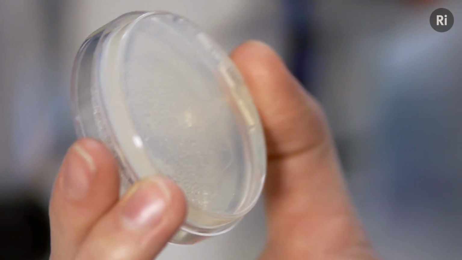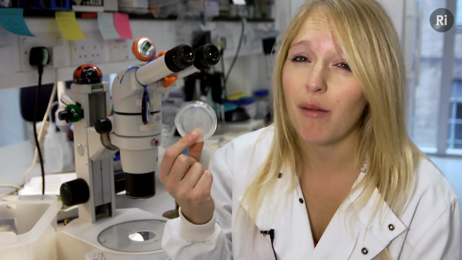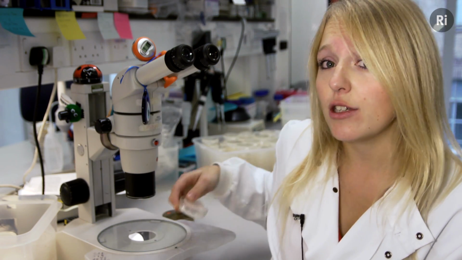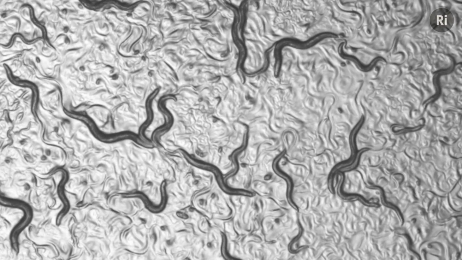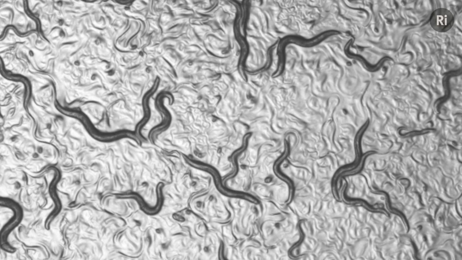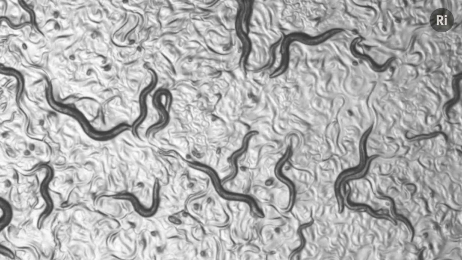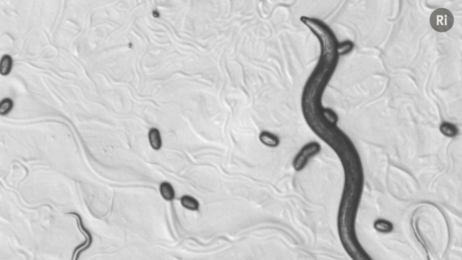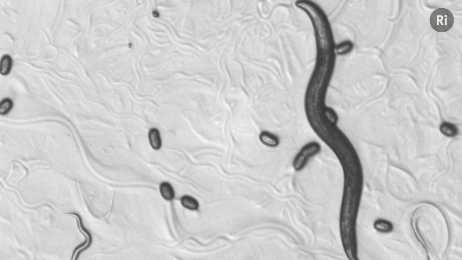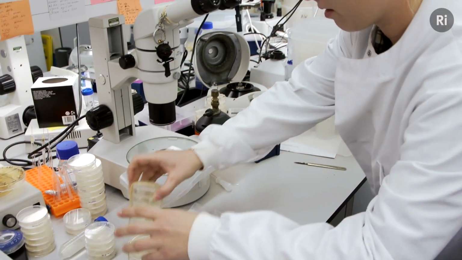On this plate there are thousands of worms. They're really small, about 1 millimetre long, which is why we need to use a microscope in order to study them. Their genetic makeup is really similar to our own, so studying genes in the worm that control lifespan will also tell us a lot about our own lifespan. They live for about 2 to 3 weeks, they're really easy to look after, and we can also manipulate their genes very, very easily.